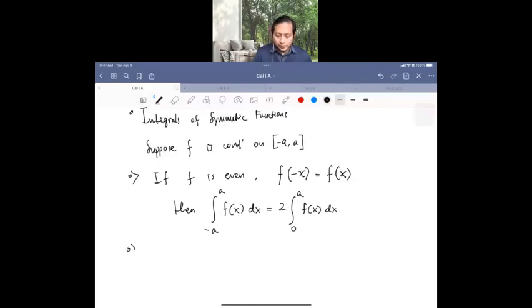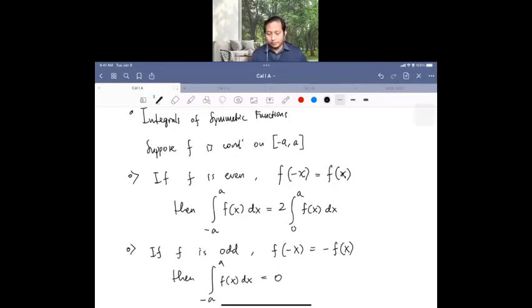And then if f is odd, then if you put negative x, this will become negative f of x. You have then this will be 0.